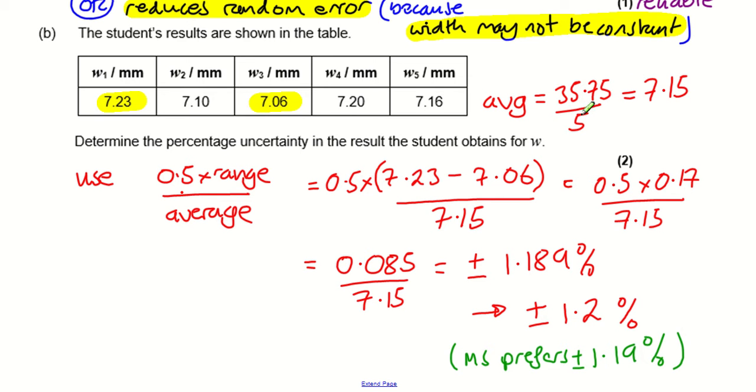The average, okay, add them up, divide by 5, you get 7.15. So I get 0.5 multiplied by the range, divide by the average amount, and I get plus or minus 1.189%. I went for plus or minus 1.2%. The mark scheme said 1.19, but you still got your full marks for saying 1.2. I don't know, I lose the will to live if I'm doing percents to more than 2 decimals. But there you go. Plus or minus 1.19% or plus or minus 1.2%. That's standard stuff. That's sensible.